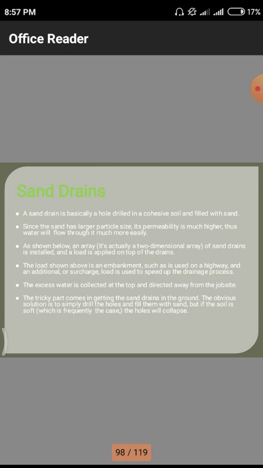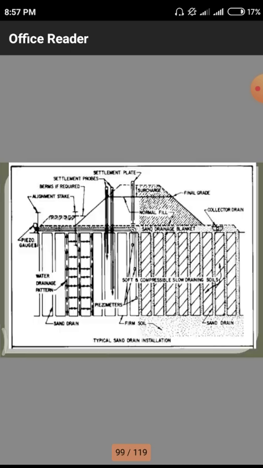Next, we have the array shown below. It is a diagram for constructing sand drains in a field. In the previous diagram I showed it with the help of small dotted lines, but here we have the installation of sand drains, how the sand drains are installed in a field. We have a surcharge load on the top of the soil. Below the soil we have these sand drains, installed using different pouring techniques.